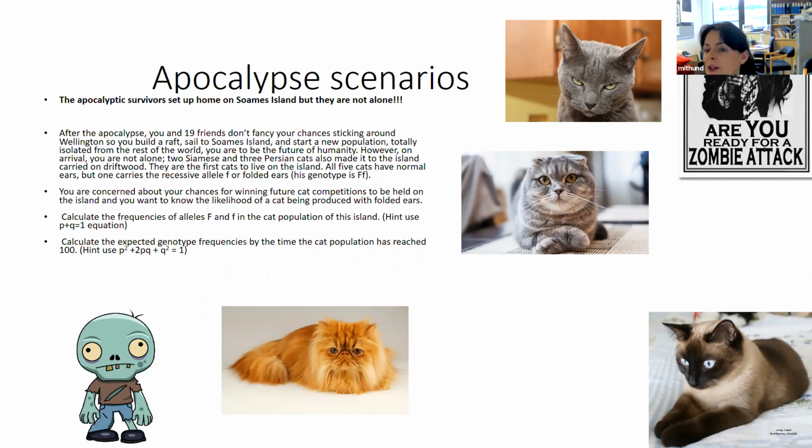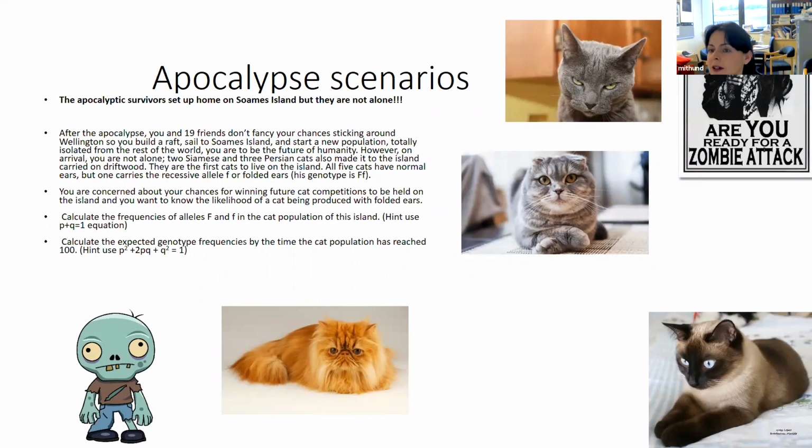So the first thing that we know is that we have 5 cats. So 5 cats means 10 alleles in total. And of these 10 alleles, we have 1 small f, the folded allele, and we have 9 big F alleles. So we have a frequency of p and q of 0.1 and 0.9. Doesn't matter which way you call them p and q.